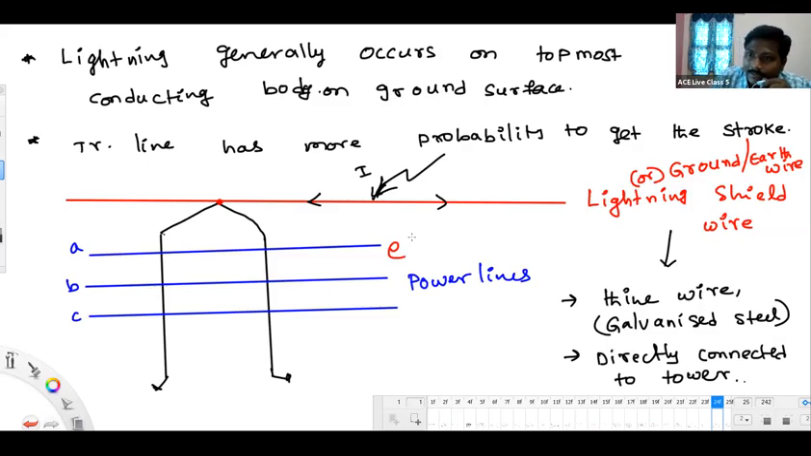Is it an over voltage? I am not getting any response. Yes, it's an over voltage. Okay. Next, is it due to lightning? Whether this over voltage is due to lightning or not? Yes. But is it a direct attack or indirect?